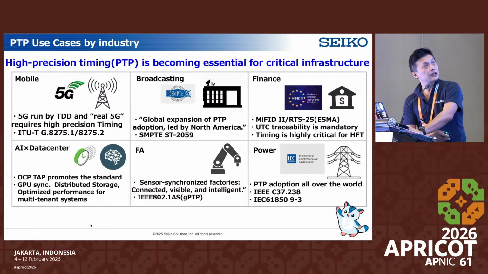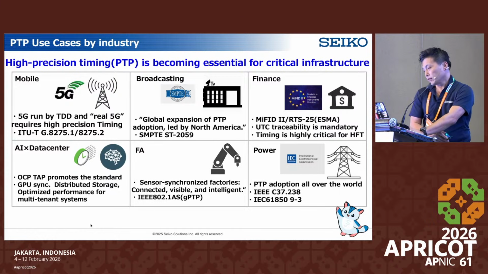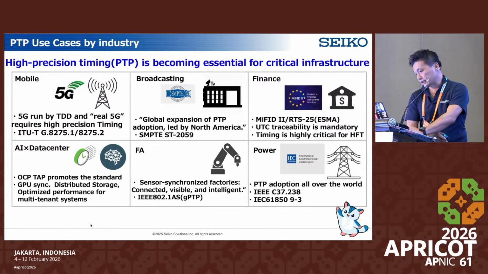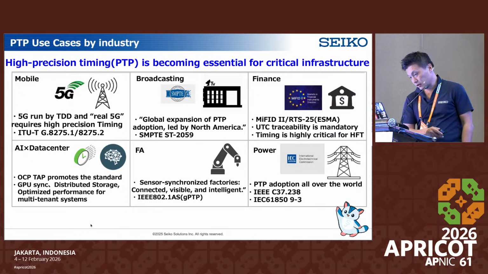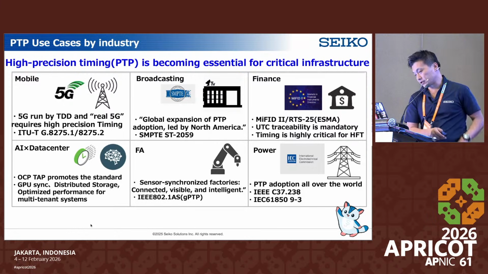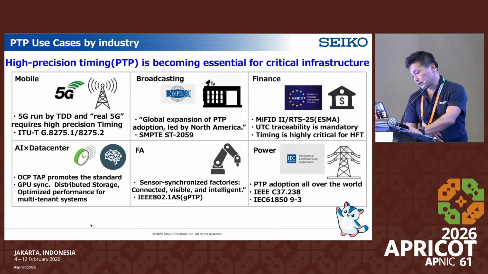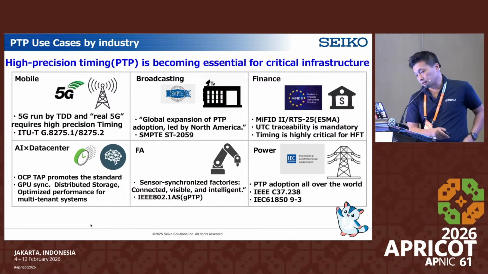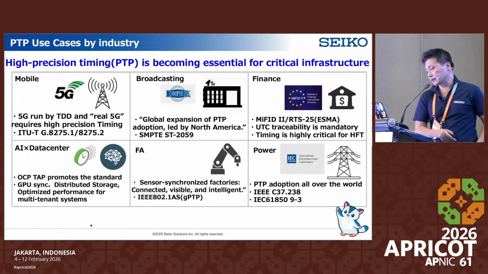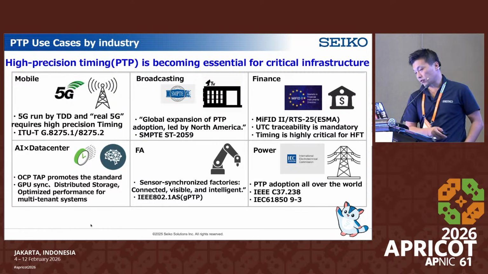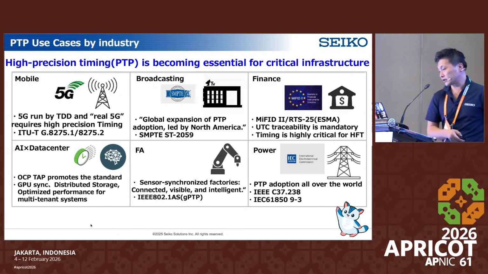In finance, UTC traceability is mandatory, and precise time is essential for high frequency trading. In power and industrial automation, synchronization is used for protection systems and sensor coordination. And more recently, AI and data center environments are also beginning to adopt PTP to synchronize GPUs, storage, and distributed systems.